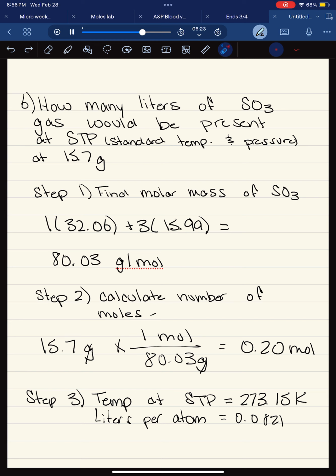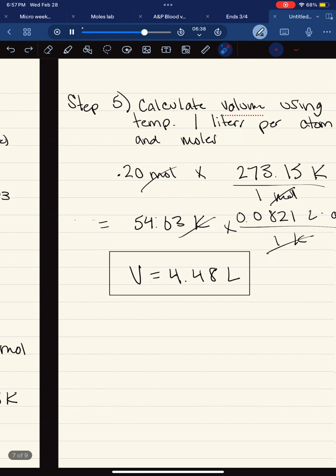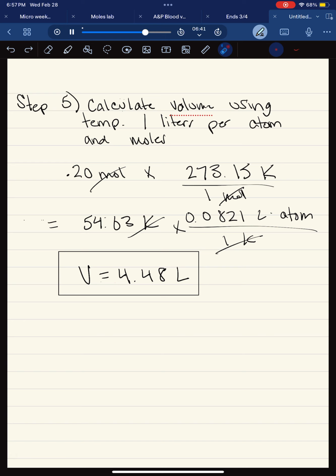And then the temp at STP is 273.15 kelvins, and the liter-atmospheres per mole-kelvin is 0.0821. We are going to then calculate volume using temp and that constant and moles. So we're going to take that 0.20 mole times 273.15 kelvins over 1 mole, cross that out. We're going to get 54.63 kelvins times the 0.0821 liter-atmospheres, which gives us a volume of 4.48 liters.